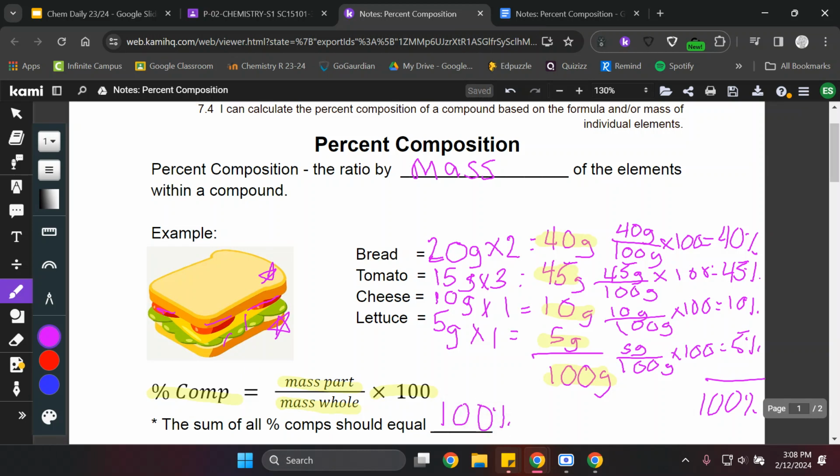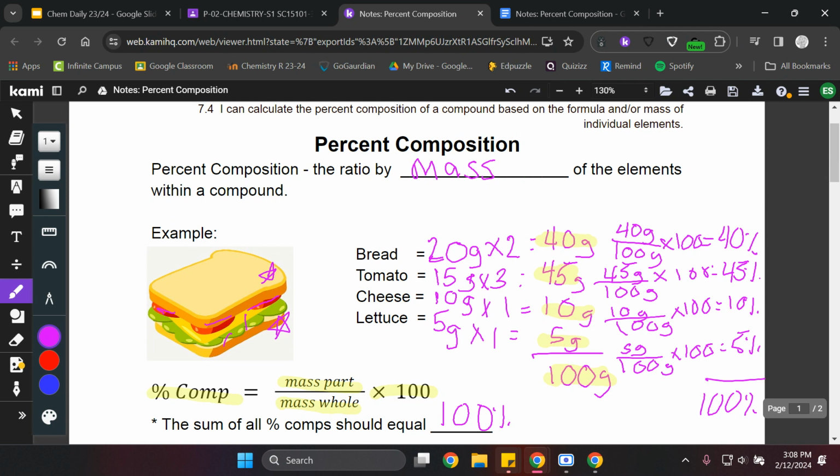So for any of these calculations, the sum of all percent compositions should equal 100%, or very close. If you get 99.99 or 100.01, that's close enough, right? Sometimes with rounding, we're going to end up a little bit off, but if you end up adding all of your percent compositions and you're only at like 95%, or you're at 112%, somewhere some of your math went wrong and you're going to want to go back and double check.